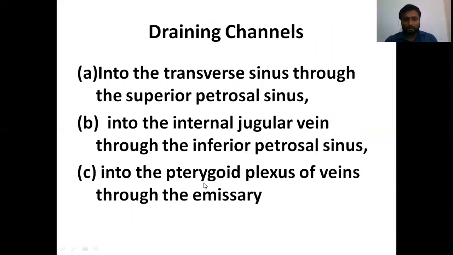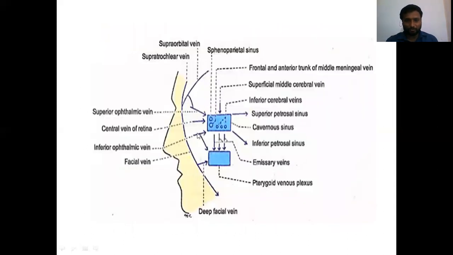Then it drains into the pterygoid venous plexus through the emissary veins. See in this image, this is the cavernous sinus, and these lines represent the emissary veins. Actually, what is meant by emissary vein? Emissary veins are the veins connecting the extracranial veins to the intracranial veins. Simply, we can say the veins piercing the skull. So these veins come out from the skull and drain into another network.